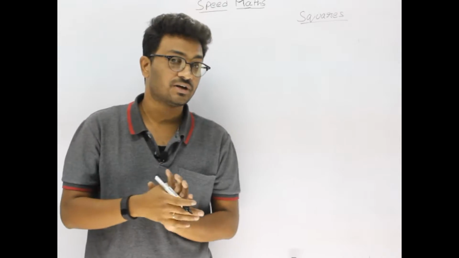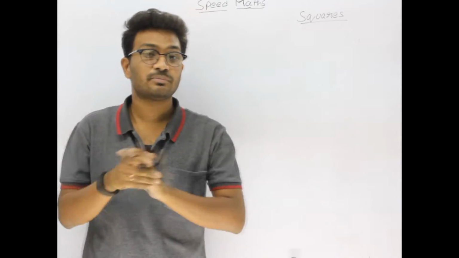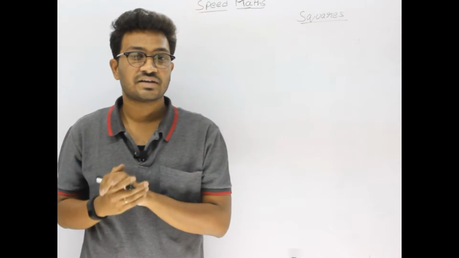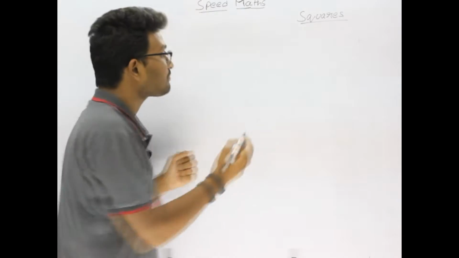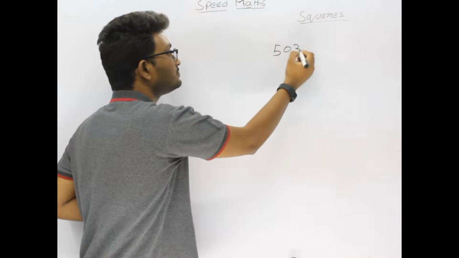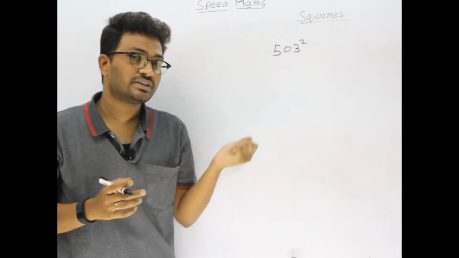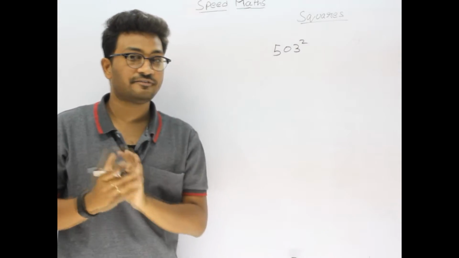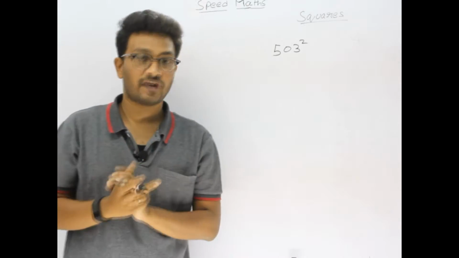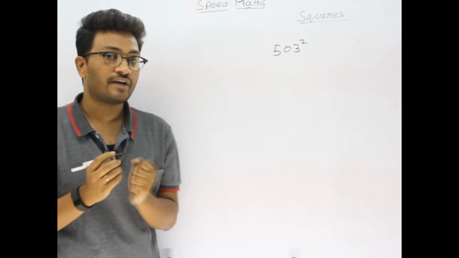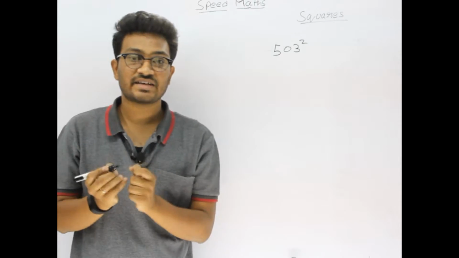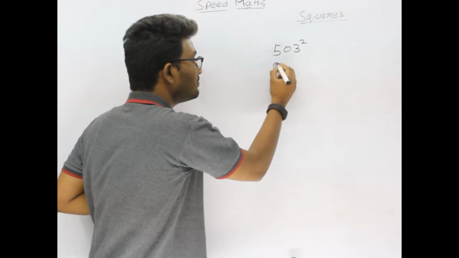Let's see what is the square of a number which is close to multiples of 100. Let's understand this with some simple examples. 503 whole square. Now if you see, this 503 is close to 500 and 500 is a multiple of 100. So here what we have to do is we should consider the base as 500.